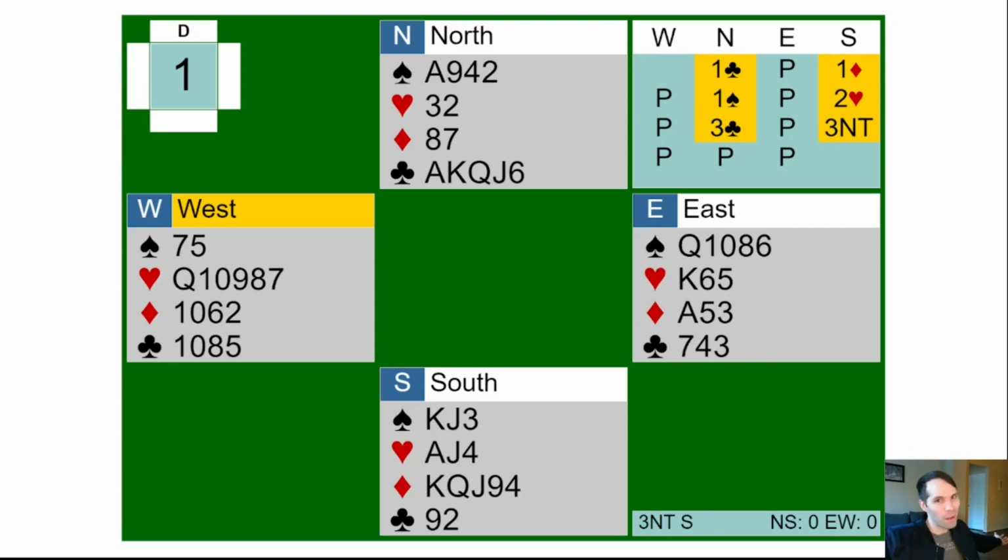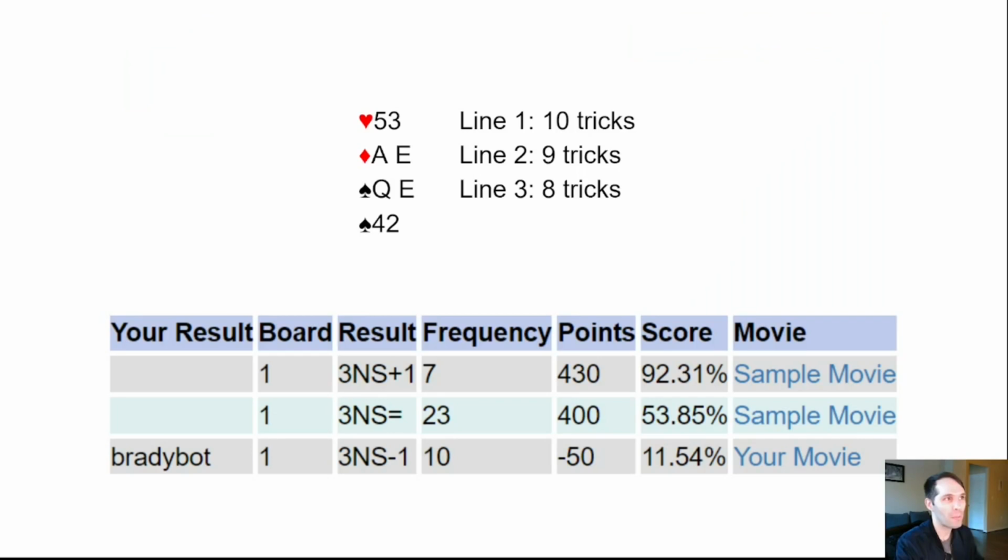So everyone is probably wondering, if you don't recall the hand or haven't seen it before, this was the full layout. Hearts were 5-3, East had both the ace of diamonds and queen of spades, and spades were 4-2. So this meant that line 1 ends up taking 10 tricks, line 2 only takes 9 tricks, and line 3, the one that was clearly superior from our match point calculations, only takes 8 tricks.